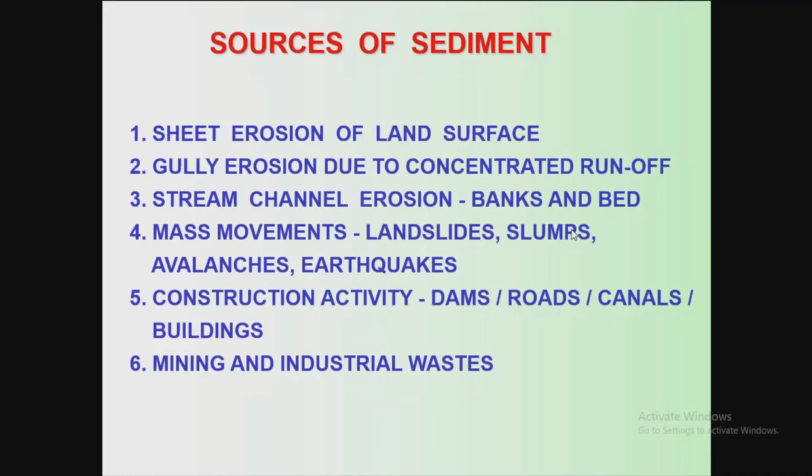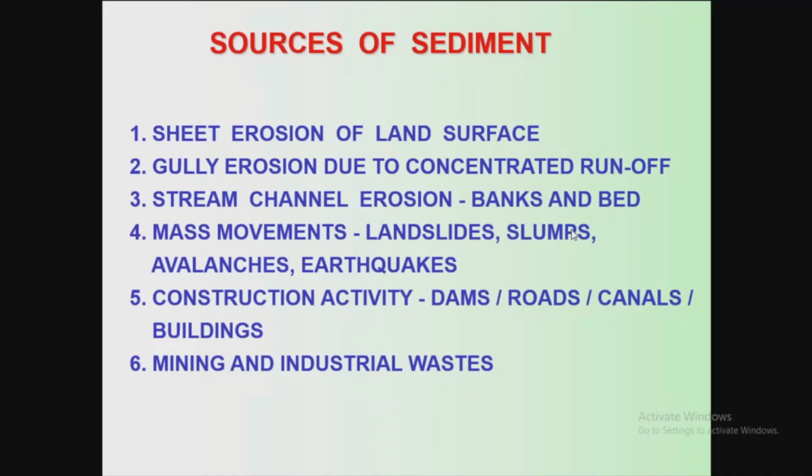Gully erosion: sometimes there are small rivulets and small channels. From that channel, because the flow of water is very high at the time of monsoon, with great velocity it erodes the banks and the bed material also. So gully erosion may occur, and if loose soil is there, it will erode everything. Stream channel erosion, as we said, of banks and bed.